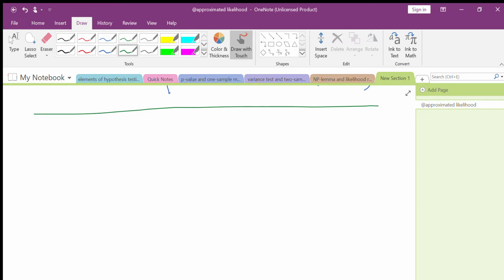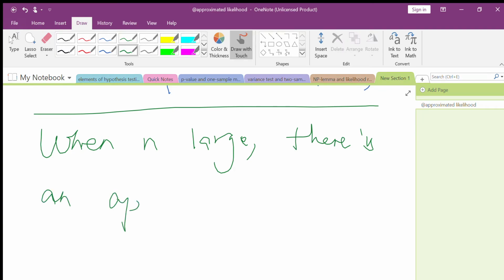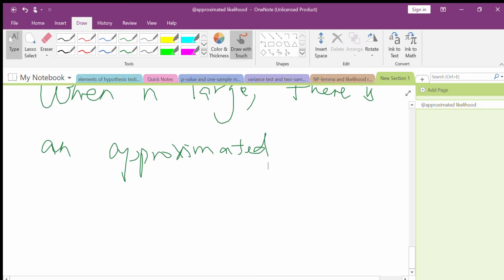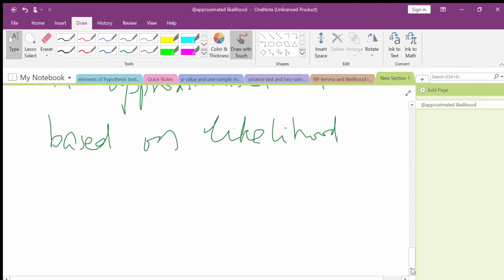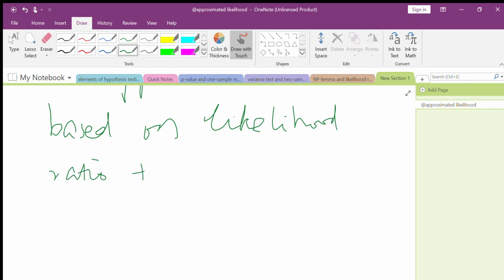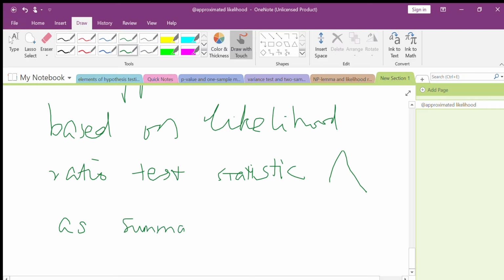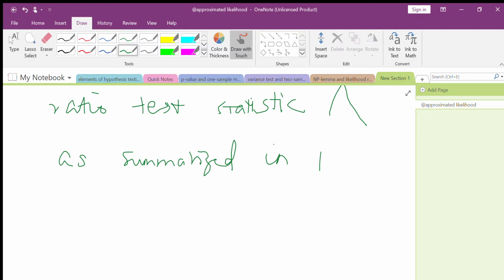So we'll enlarge. There is an approximated test based on likelihood ratio test statistic capital lambda, summarized in the following theorem.